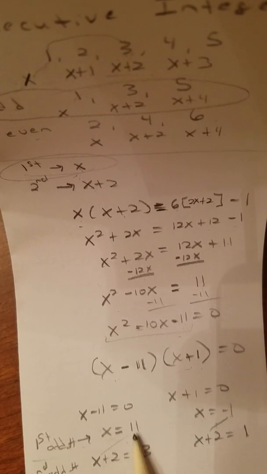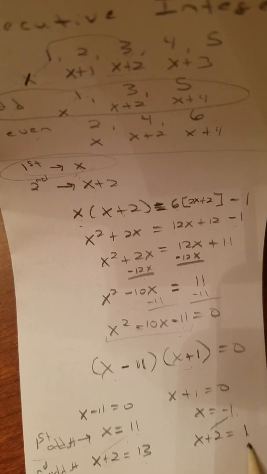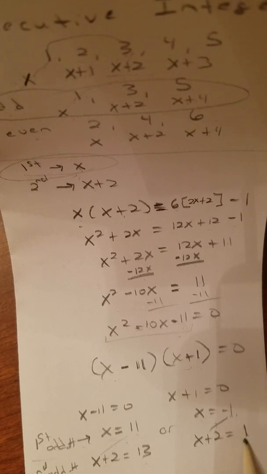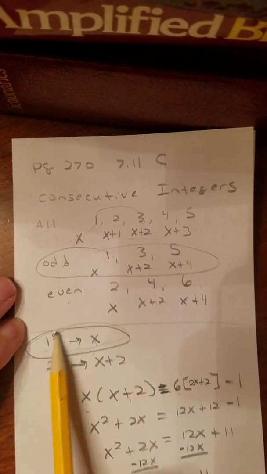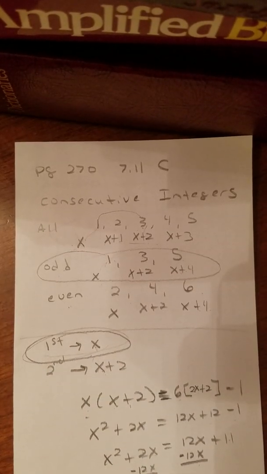So my first odd number is 11 and my second one is 13, or my first odd is negative 1 and this one is 1, right? So we've got two solutions. It could either be 11 and 13, or it could be negative 1 and 1. Now, we solved this problem by letting the first number be represented by x. The book does something a little different.